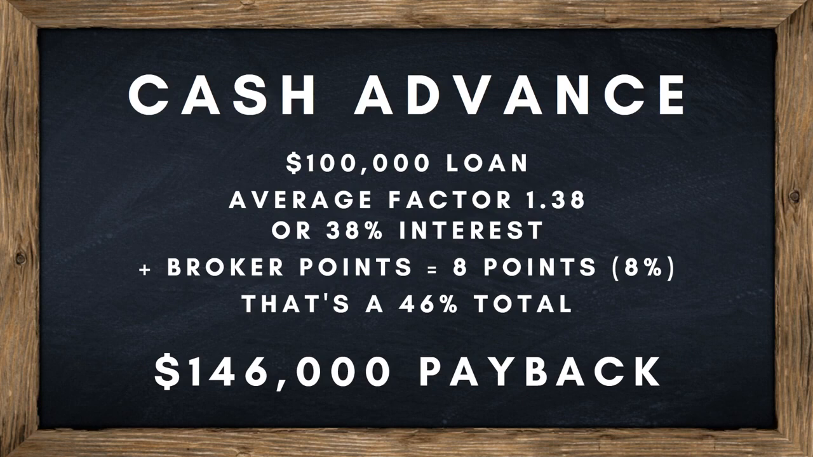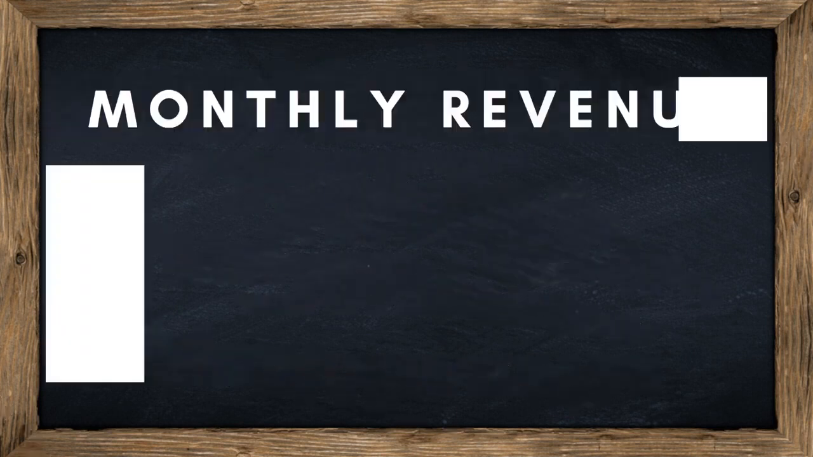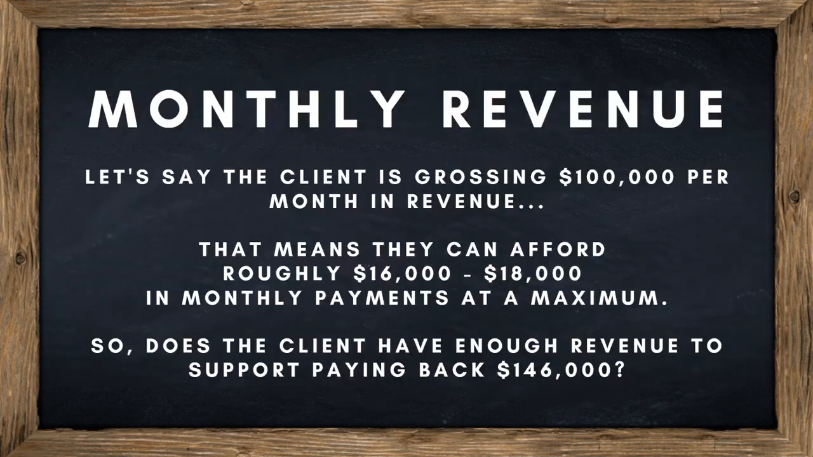So when you take 38% and you add another 8 points on top of it, or 8%, you get to 46%, okay, a 1.46 factor, or a 46% interest rate overall for the payback. Okay, what that means is that this client will borrow $100,000 and the cost of that $100,000 will be $146,000. Okay, so with that being said, again, $100,000 paying back $146,000. We need to understand if the client can afford that payback.